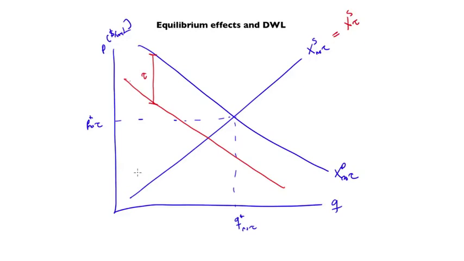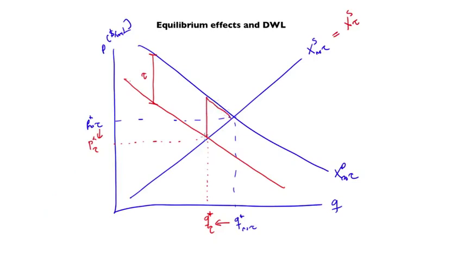Now this means that the quantity with the tax shifts to the left and the equilibrium price with the tax shifts down also. Now, what is the deadweight loss? Well, it's going to be this triangle.